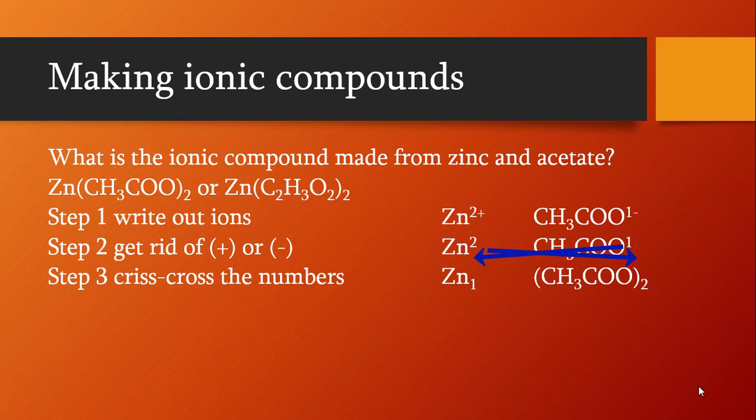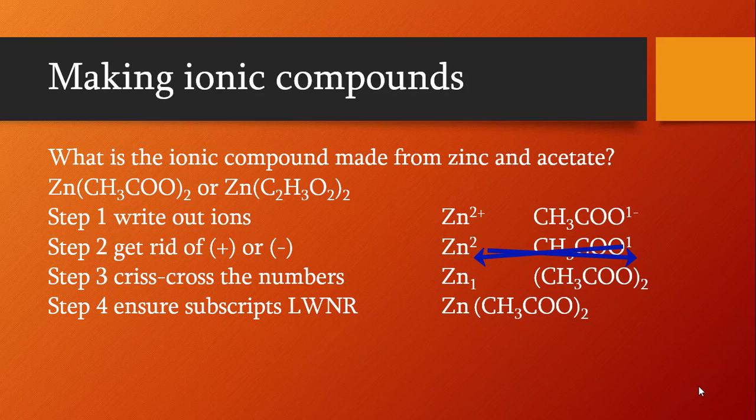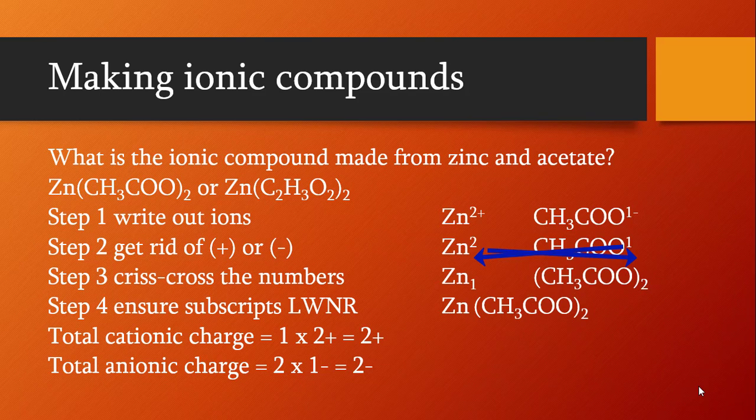So it looks like this. We ensure that the subscripts outside the parentheses are in lowest whole number ratio. They are. The total cationic charge is 2 plus. The total anionic charge is 2 minus. So the overall charge is 0. And that's how you put together ions to make ionic compounds, which are also called formula units.